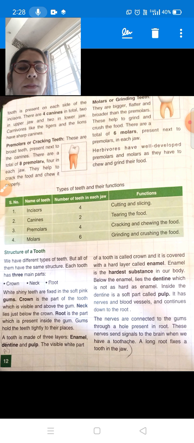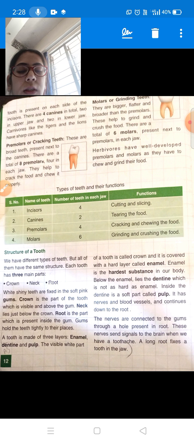Good morning, class. Today we are going to study the structure of a tooth. In the previous class we studied the types of teeth. Today we will see the structure of a tooth. Okay, so let's start. Everybody open your page number 12 and see in the book.